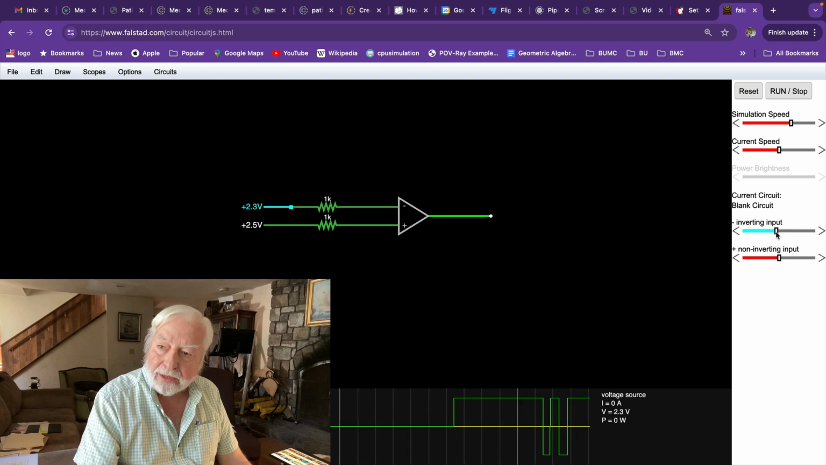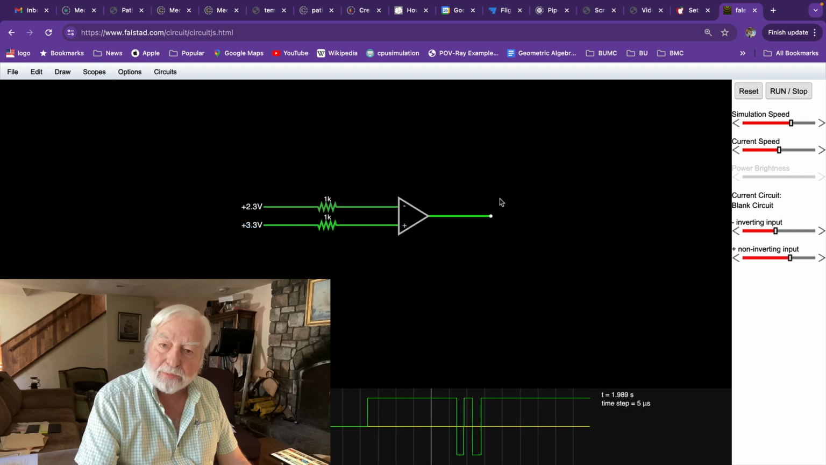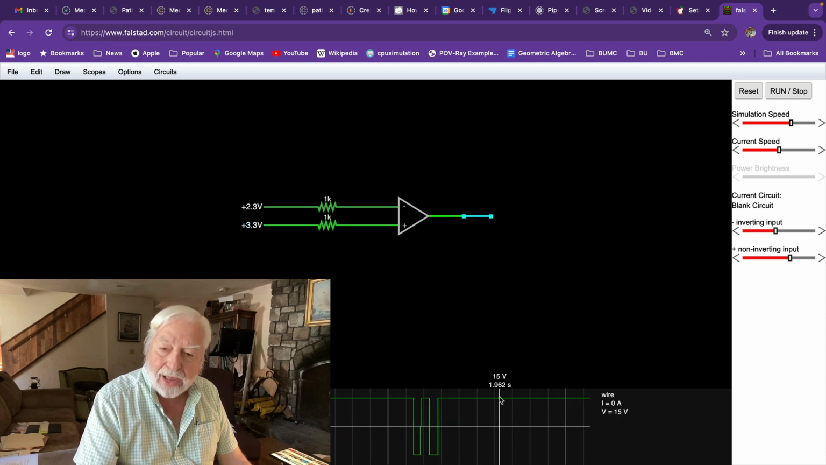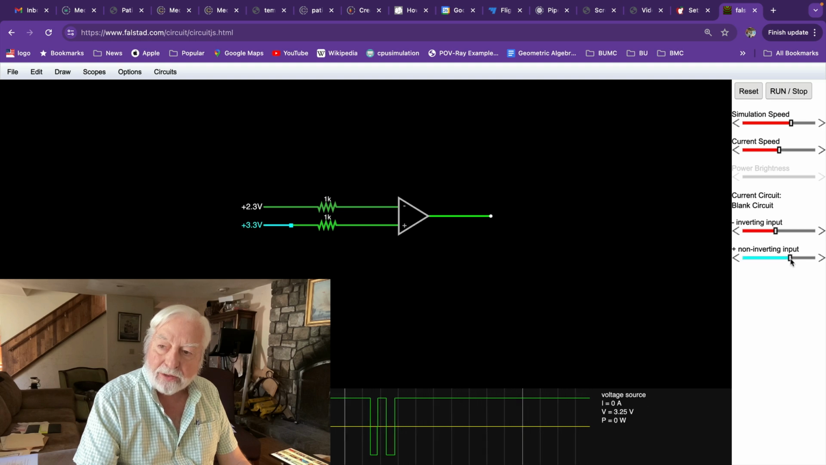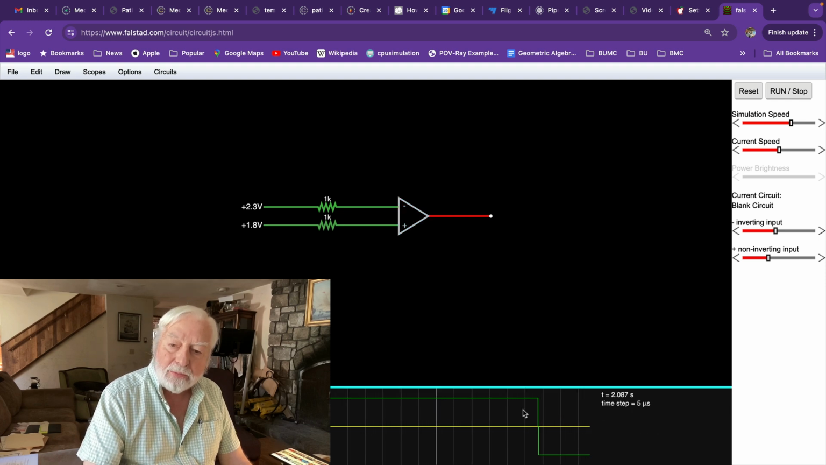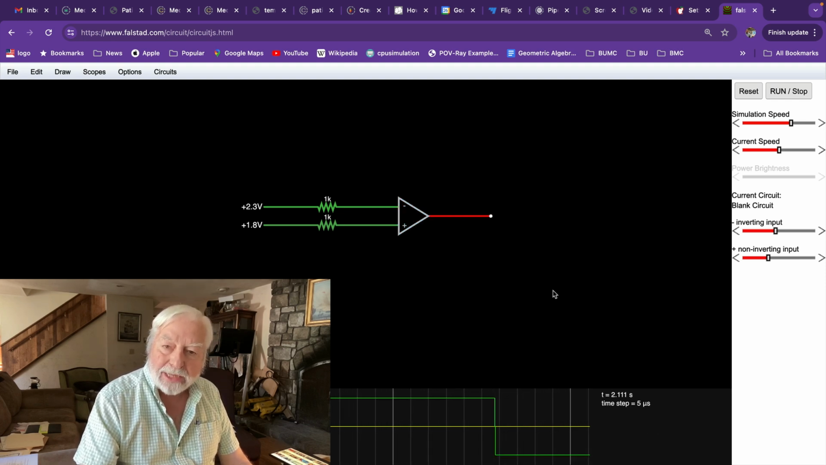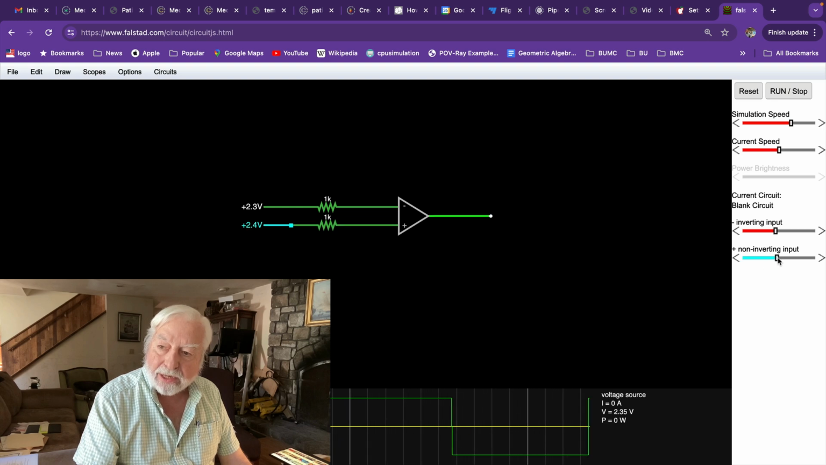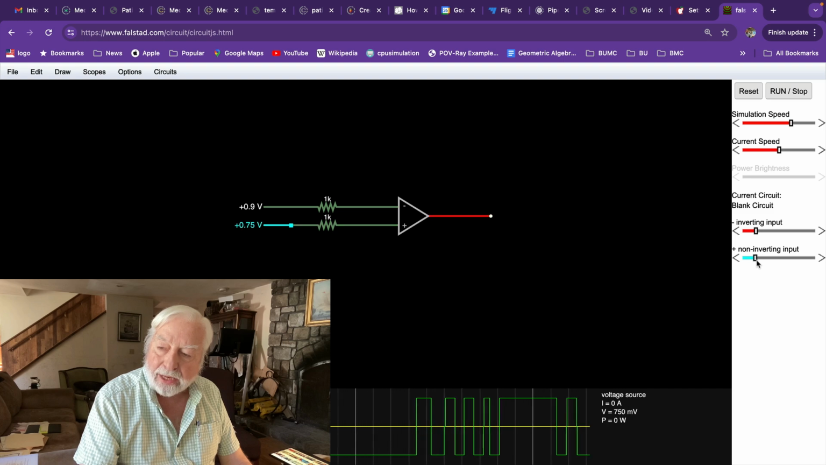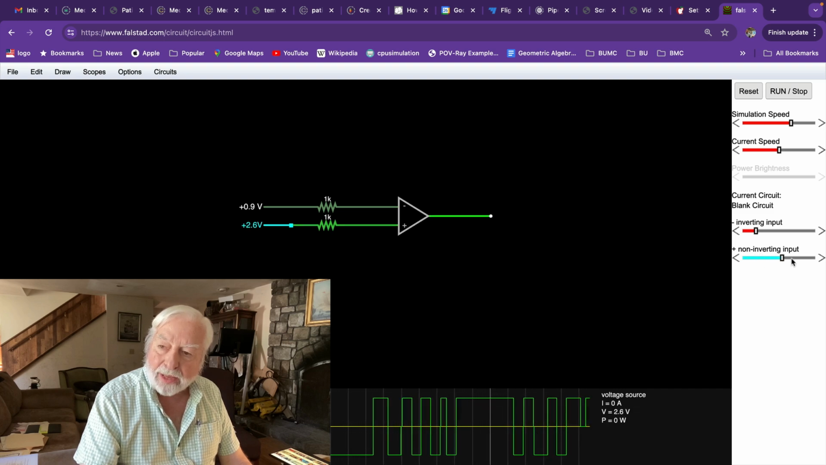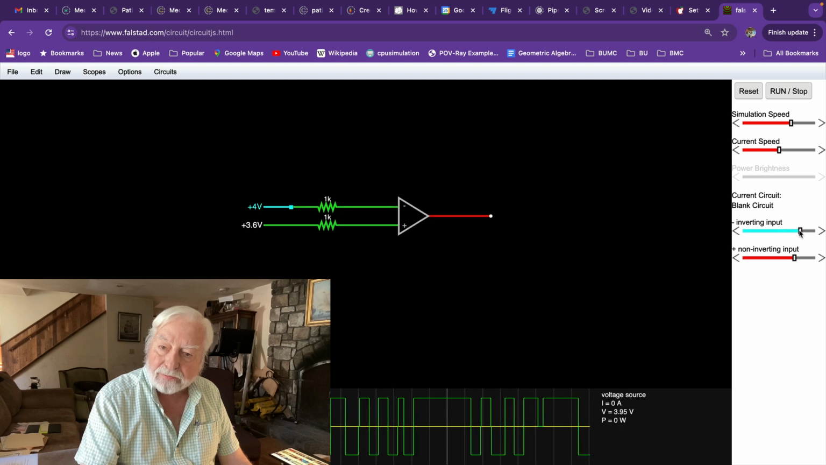Now take a look. If the non-inverting input is greater than the inverting input, then the output here is plus 15, the maximum positive value. If the non-inverting input is less than the inverting input, then we get minus 15, the maximum negative value. So here we see the comparator function of the op-amp, that it just compares the two voltages on its inputs and gives a maximum or minimum output based on those relative values.